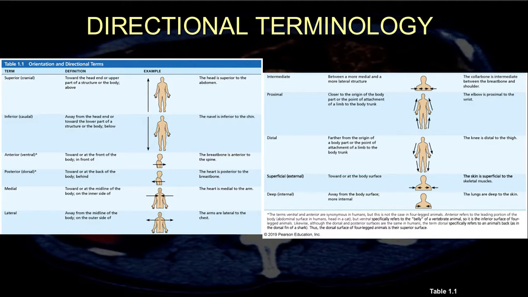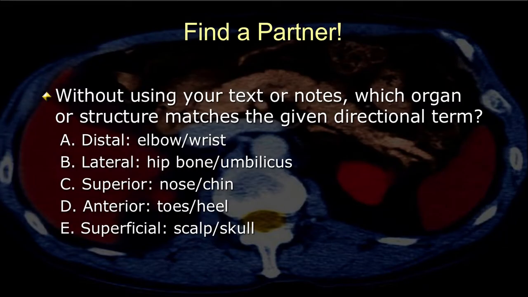So, now that we know those terms, I want you to find some people that are close to you, distance-wise. Read this question and see if you can choose which one is the most of the terms. So which one is the most distal, the elbow or wrist? Which one's the most lateral? You don't have to write it down, you're just chatting. This is a little checkup, see if we know what's going on. Then we'll talk about it.